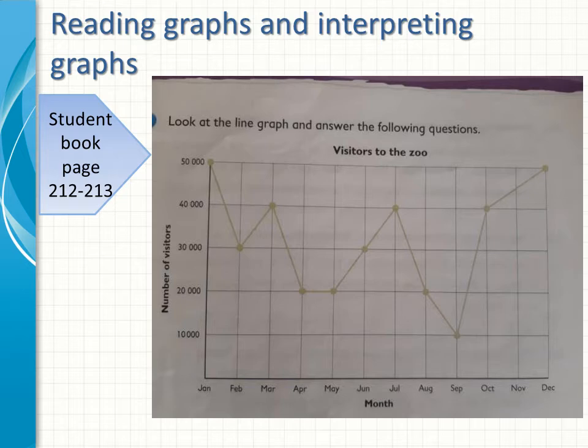Now let's try to answer the questions. It says, how many people visited the zoo in July? Let's look at the horizontal axis and see where we have the month of July. There is a line on the month of July. Let's trace it up to where we have the dots. Now where the dot is, we'll trace it back to the vertical line, and we can see that there we have 40,000. It means in July, 40,000 visitors visited the zoo. The second one says, in which months did 50,000 people visit the zoo?